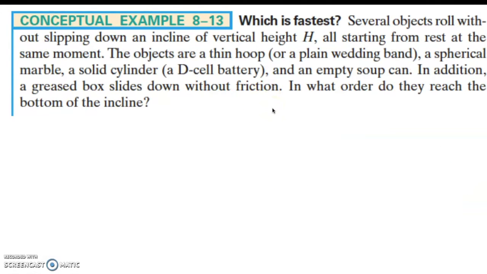And then, which is fastest? Several objects roll without slipping down an incline of vertical height h, all starting from rest at the same moment. The objects are a thin hoop, like a wedding band, a spherical marble, a solid cylinder, which in this case would be a D-cell battery, and an empty soup can. In addition, a greased box slides down without friction. In what order do they reach the bottom of the incline? We'll take a look at that one. Do it now.